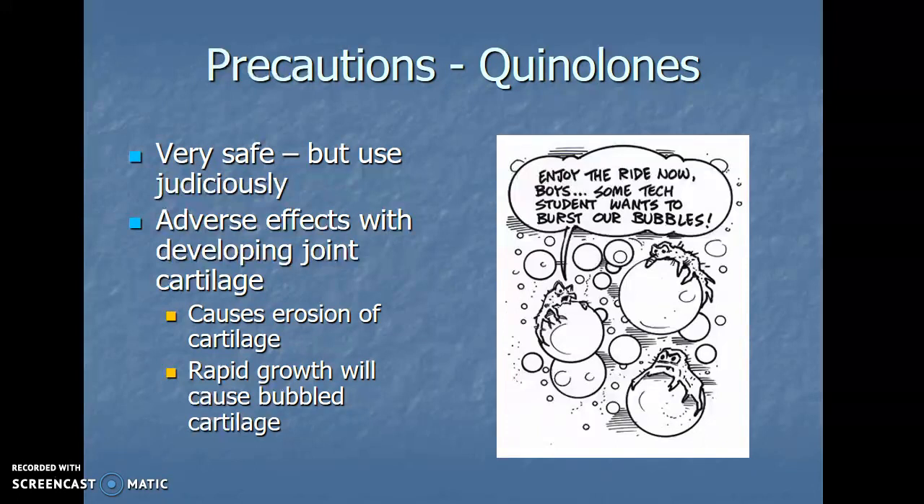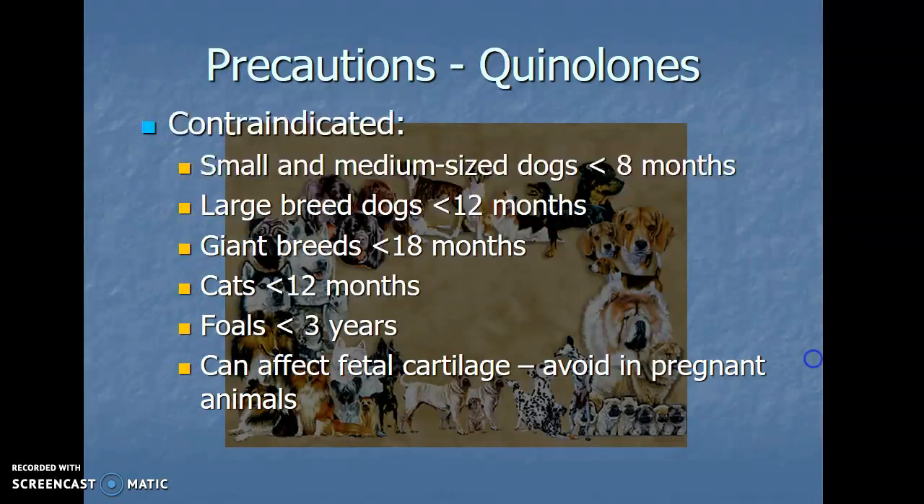The first is in young animals that are growing and have not completely developed all of their joint cartilage, their growth plates are closing, things like that. As the joint cartilage develops, this drug will interfere with it and cause bubbling of the cartilage. And that can lead to lifelong joint damage. So it's considered to be contraindicated.